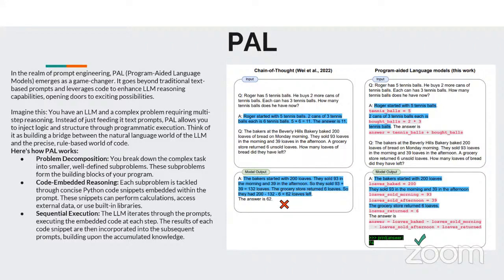But in the problem-aided language model, what is happening? It is dividing the question into subparts; problem decomposition is happening here. And because of this code-embedded reasoning process, the calculation is done, and after that we get the correct output. Here, the returned loaves are added. The 6 should be added here. You can have a look at this question also.